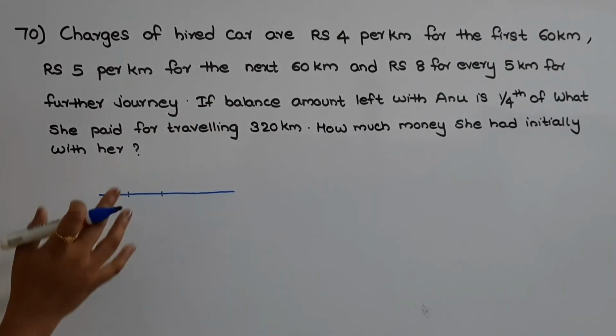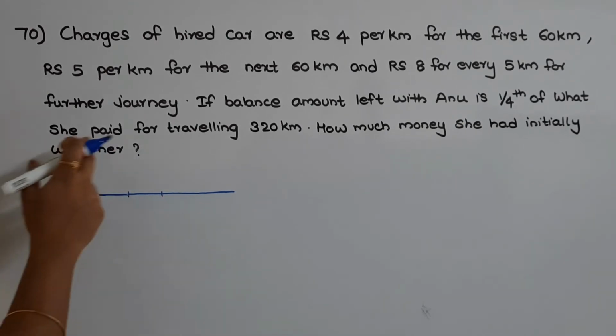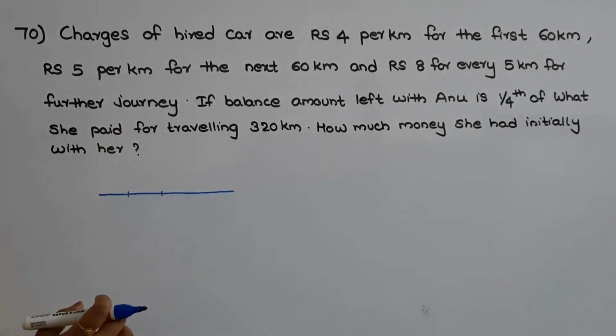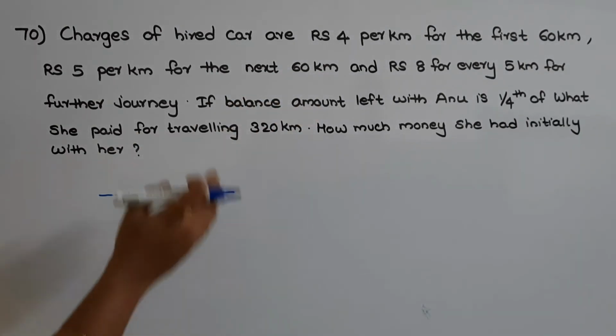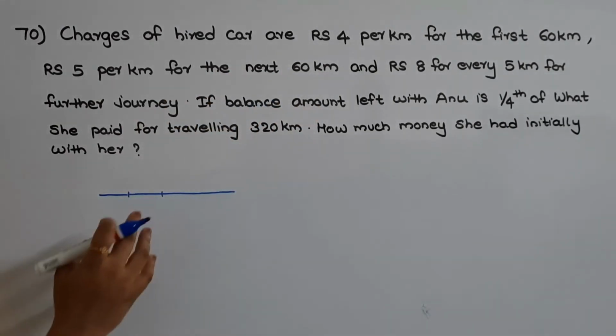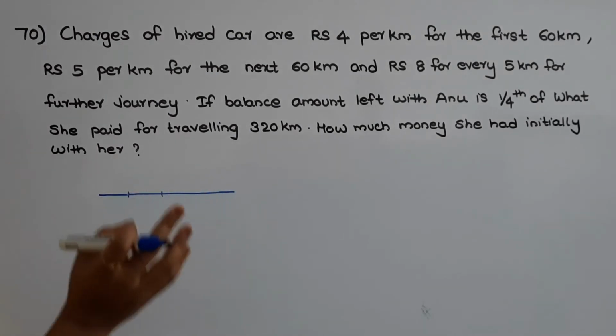Okay, so for that first let us find out what is the money that she paid for traveling 320 kilometer. Then we will be able to find out the balance amount that is left with her. Once we get both these values we can find out the total money that was present with her initially.